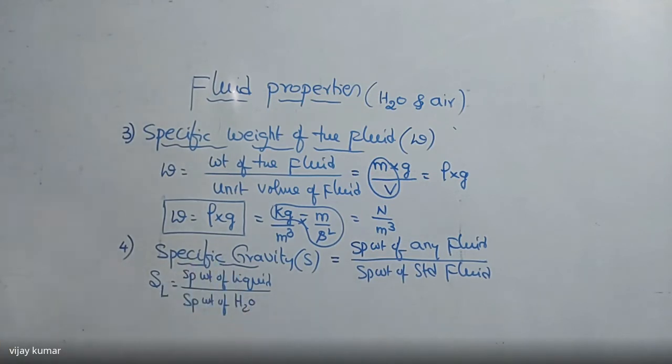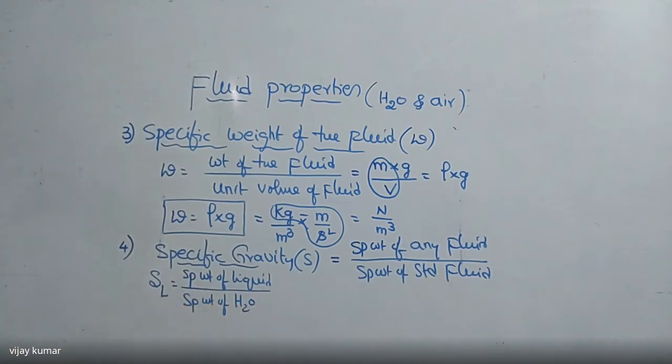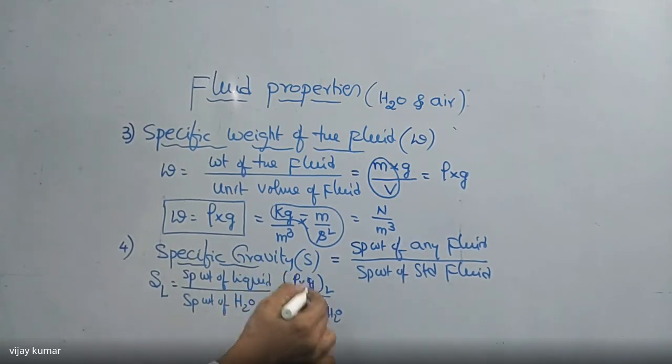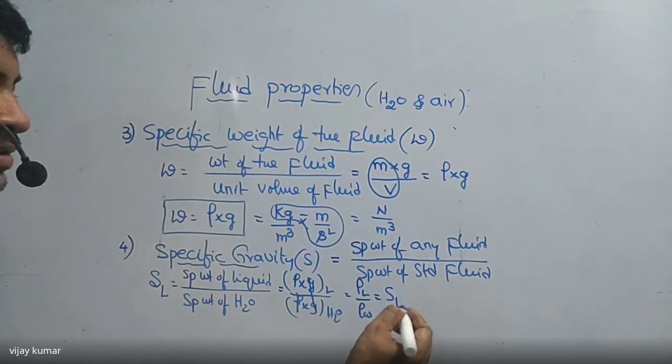divided by specific weight of water. Why? Because the standard fluid in case of liquids is water. What is the specific weight here? Formula is rho g for any fluid: rho into g of any liquid divided by rho into g of water. Then here g, g both are cancelled. Then I'm writing here density of liquid by density of water. So that is the formula of specific gravity of liquids.